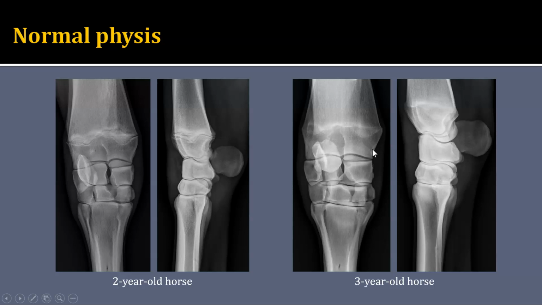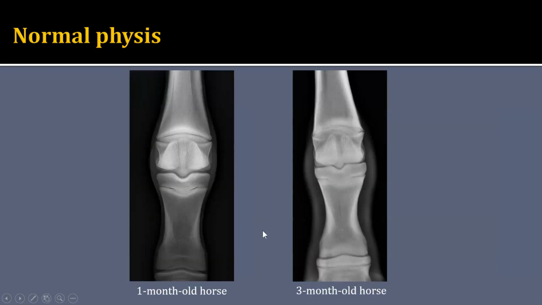Typically, the distal physis probably closes around 3 to 3.5 years of age in the horse. Again, just notice what the metaphysis, epiphysis, and physis look like.